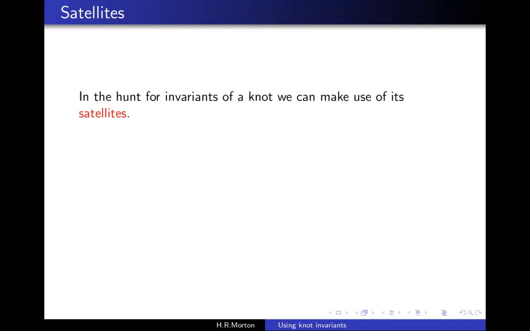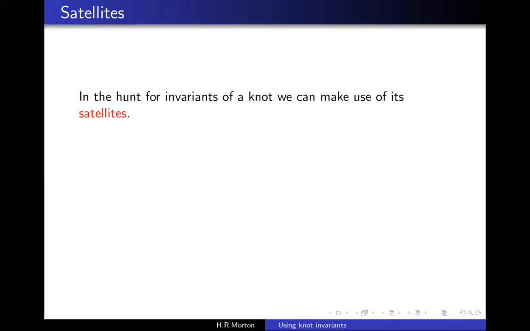The reason I'm doing these is one of the useful things in the hunt for invariants of a knot is that you can use satellites of the knot. Satellites, particularly Schubert wrote large amounts of very interesting stuff in German, and he wasn't very good at putting down theorems, etc. You had to read the material to see what he had actually proved. But there are some very beautiful things in his large paper in Acta Mathematica.